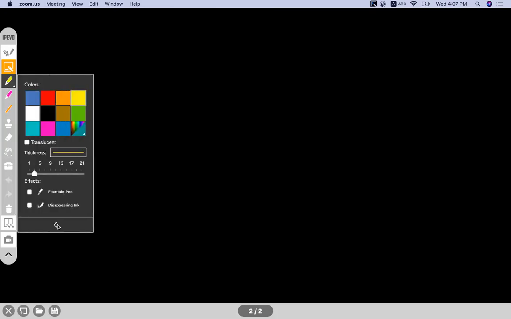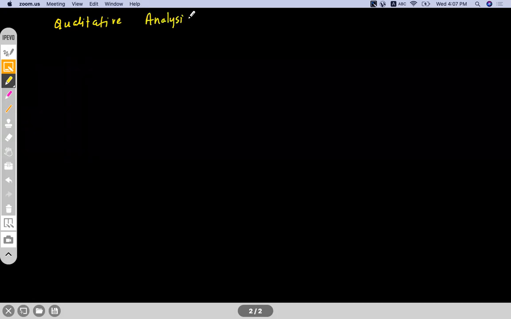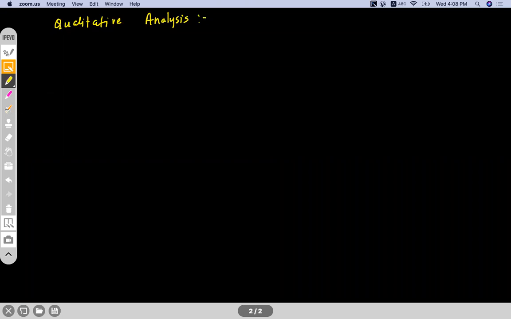The second part is qualitative analysis. In salt analysis we have both parts, qualitative and quantitative analysis. So today we are going to do qualitative analysis. As far as JEE Main is concerned, this portion is not that important. I won't say they won't ask any question from this, but chances are very less.